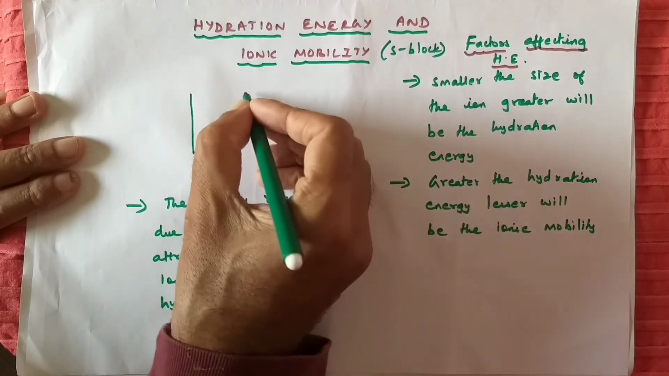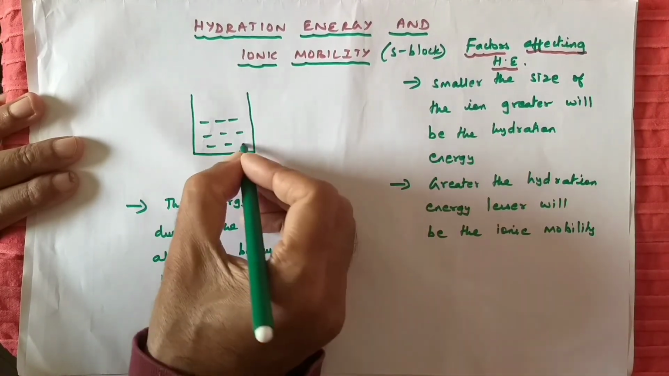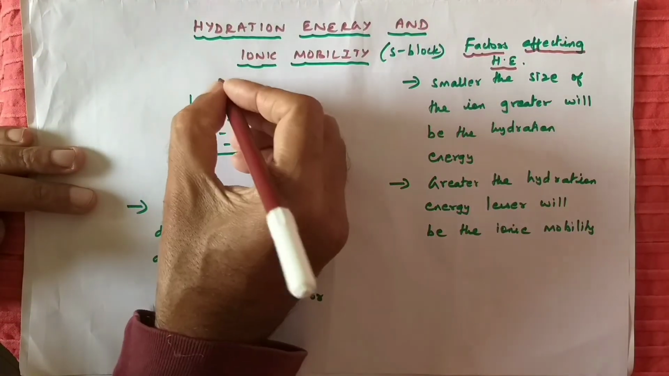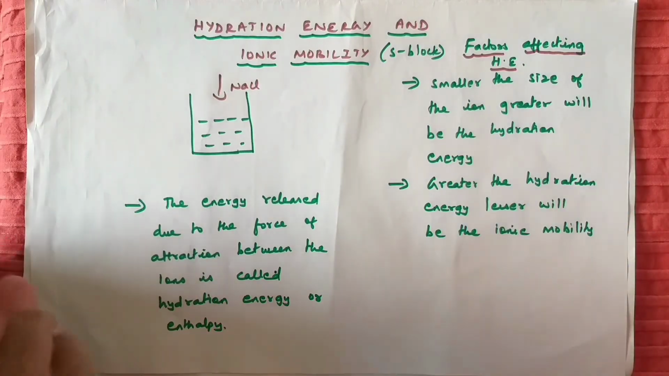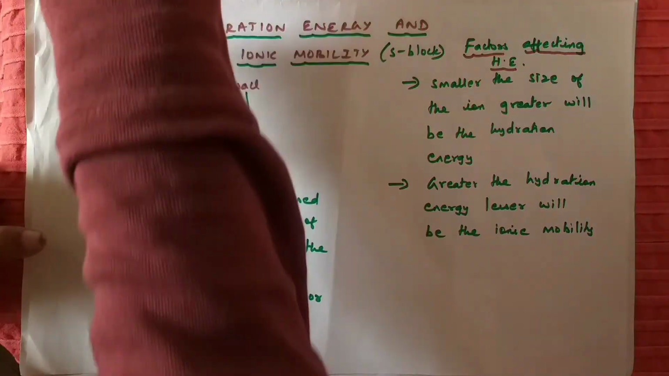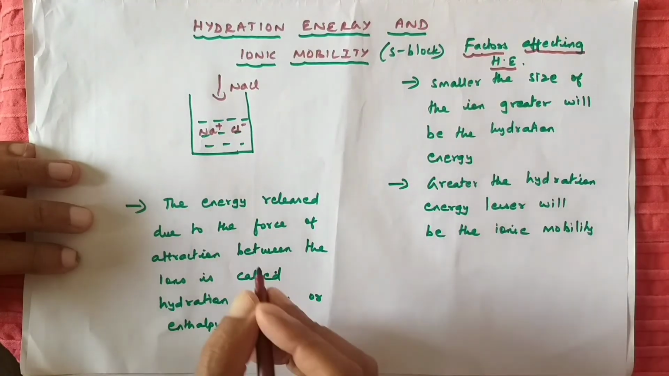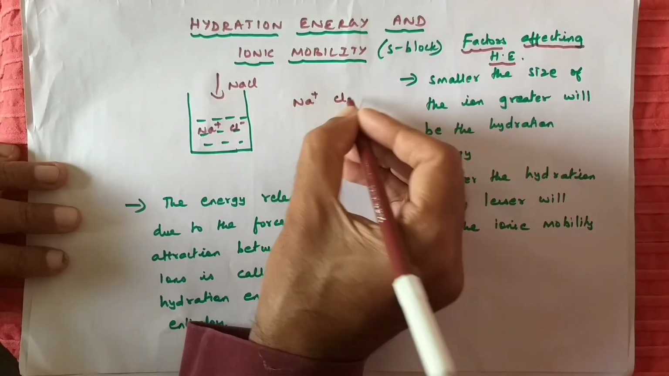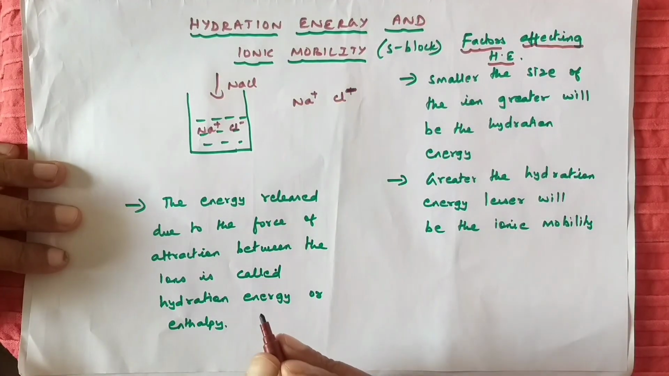Take a beaker and take some water inside the beaker. Now I'll be adding NaCl into this beaker. So what happens? The NaCl will dissociate into Na+ and Cl-.